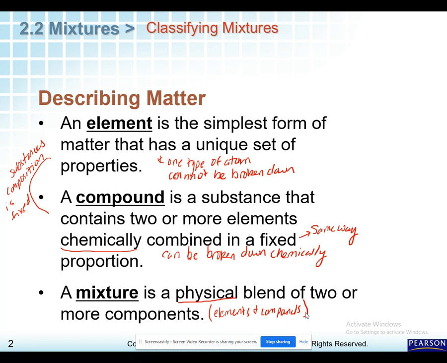Now, one thing I do want to talk about is we're going to hit on the next slide this whole fixed idea, and we're going to learn that mixtures are not fixed. So if you want to write that down, you can say mixtures are not fixed, their composition isn't. And another thing you can write down for mixtures that we're going to talk about in later slides is, yes, they can be broken down, but only physically. So if you want to break down a mixture, you break it down using physical means.